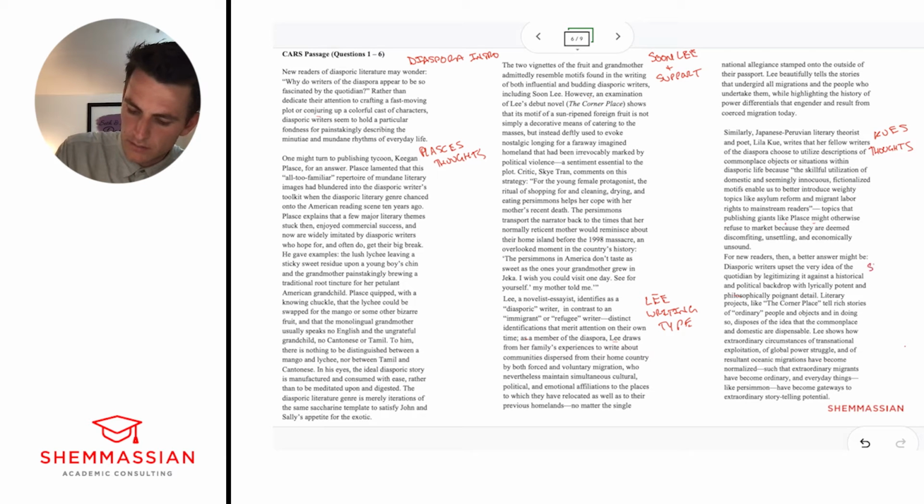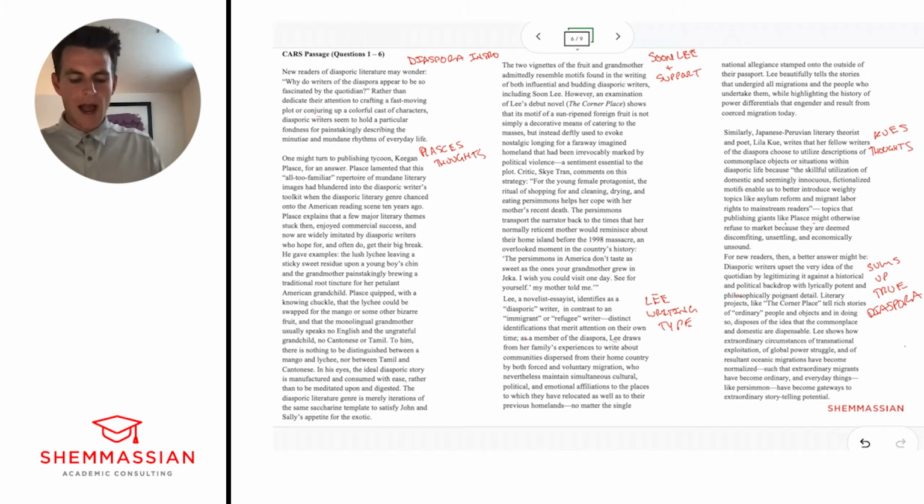I'm going to put here, sums up true diaspora. Okay, so I wrote down, this might seem like I'm doing the passage outline method here because I'm writing stuff down with each passage.